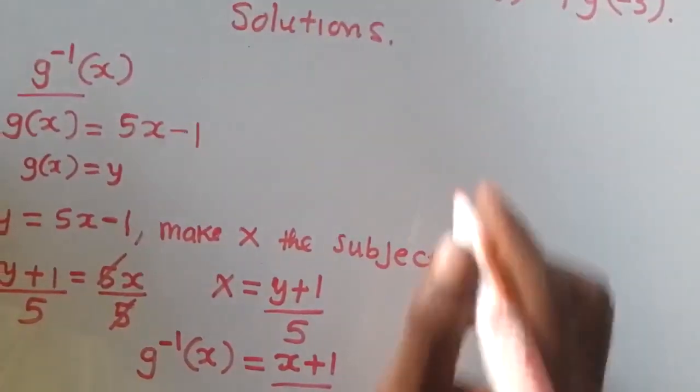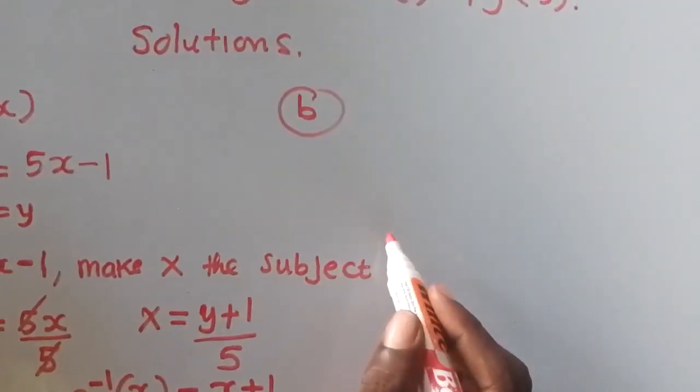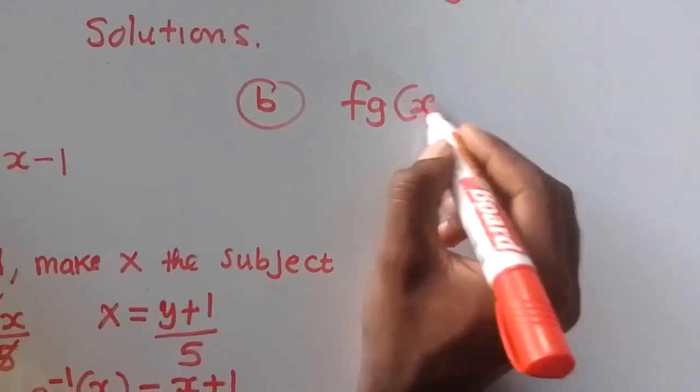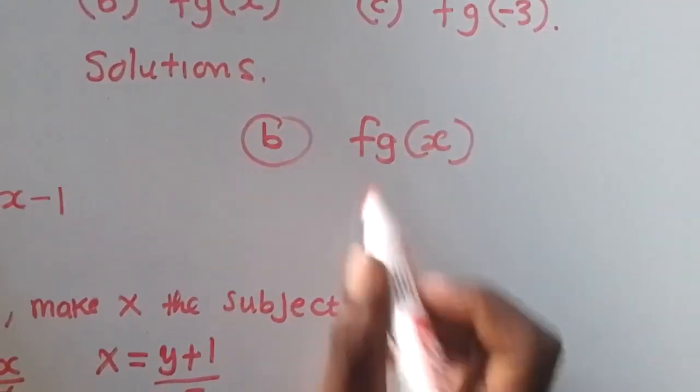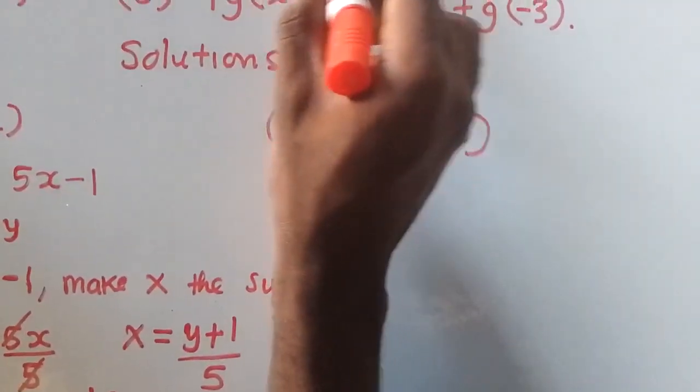So I move to part B. Let's go to part B. Part B is saying find fg of x. We want to find fg of x. When we look at these questions, when we look at these functions, we've got this is what?